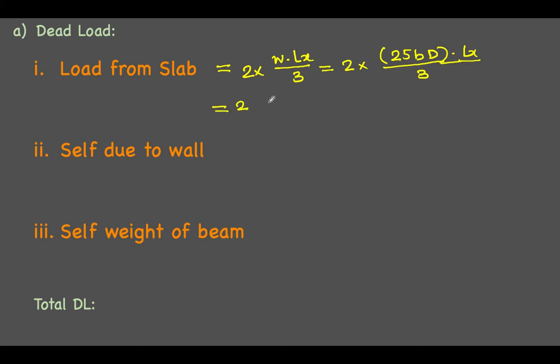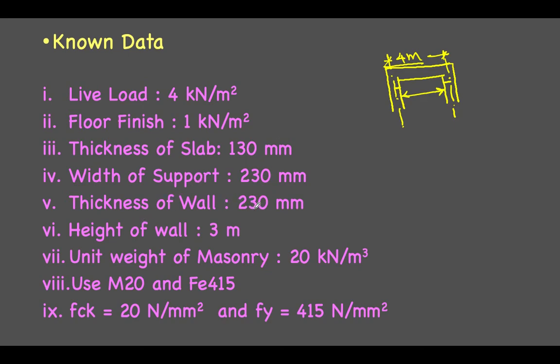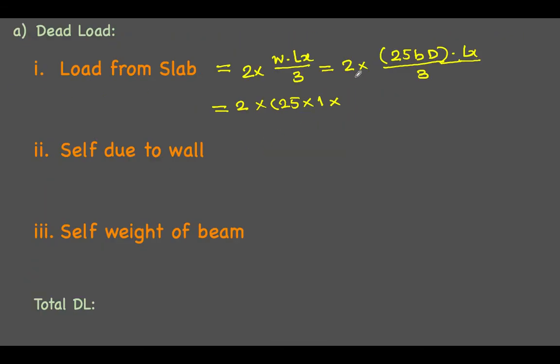This is 2 into 25 kilonewton per meter cube, into 1 meter strip, and depth or thickness of slab. It is mentioned as 230 mm. No, thickness of slab is mentioned as 130 mm. So converting it into meter, 0.13, into 4 by 3, where 4 is the span. So this comes out to be 11.33 kilonewton per running meter. So this is the load from slab.